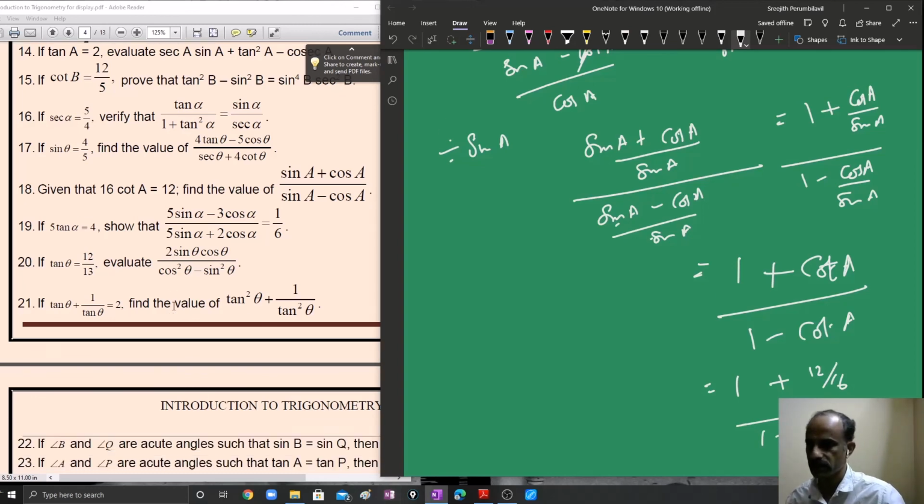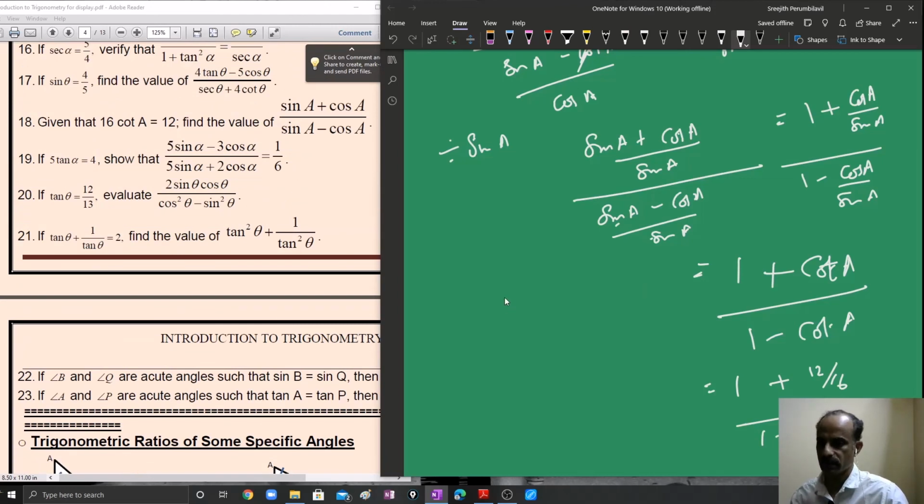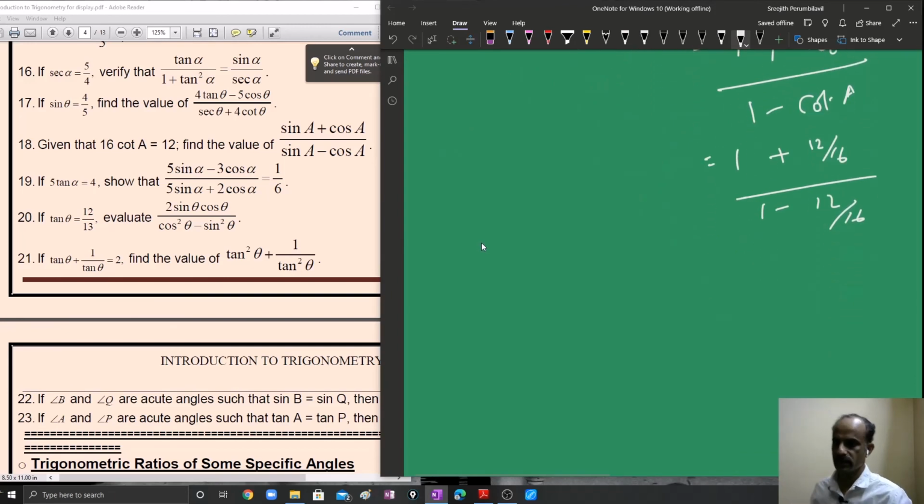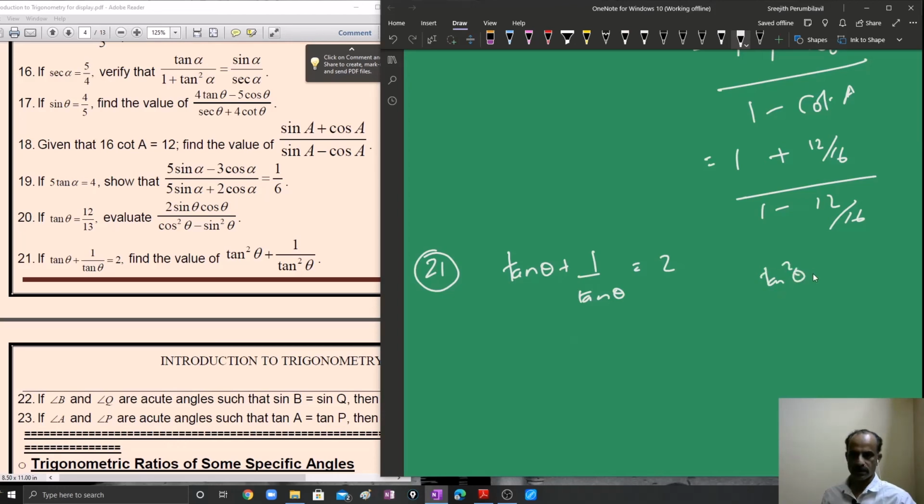Okay, so that is the homework question, first part. Now question number 21 also I can explain. Tan theta plus 1 by tan theta is equal to 2. Find tan square theta plus 1 by tan square theta. This is asked. What we do is squaring both sides: tan theta plus 1 by tan theta whole square is equal to 2 square.